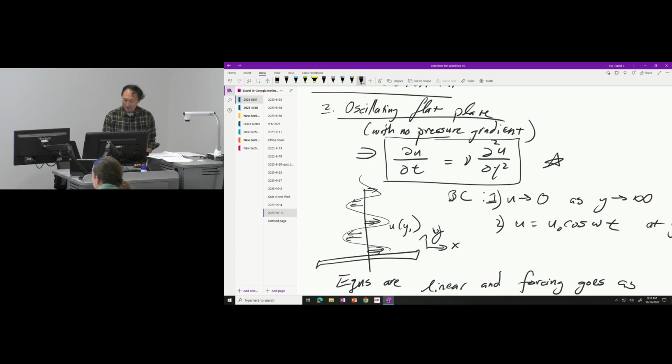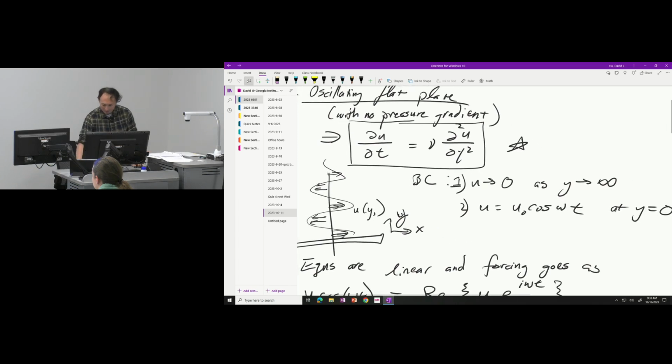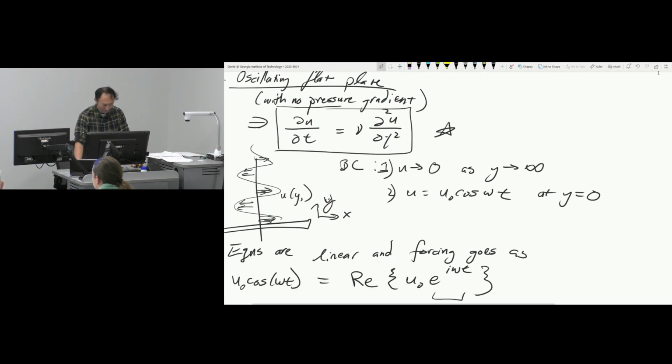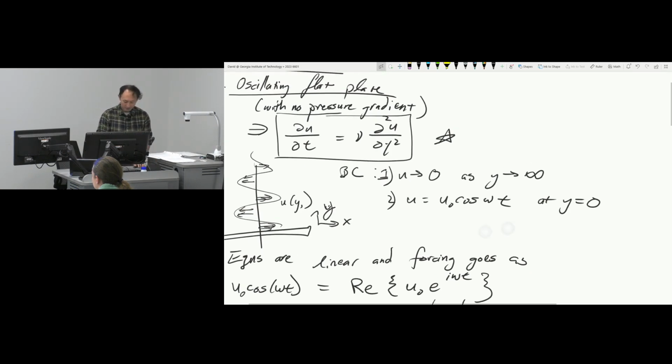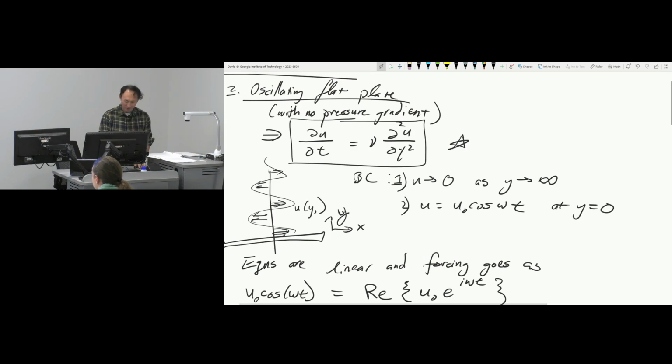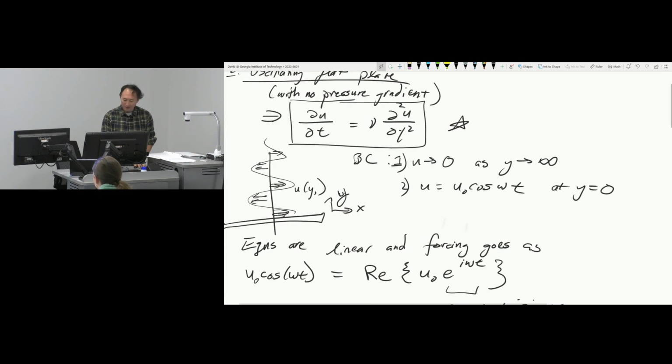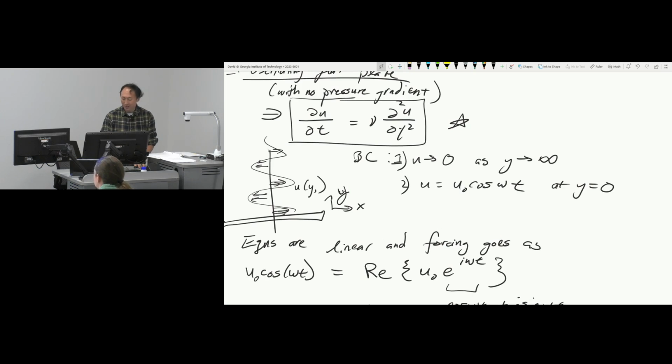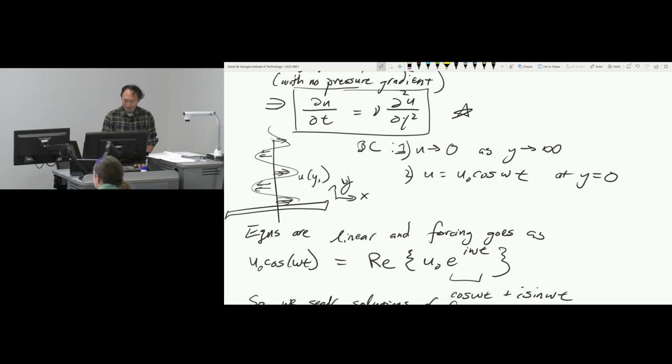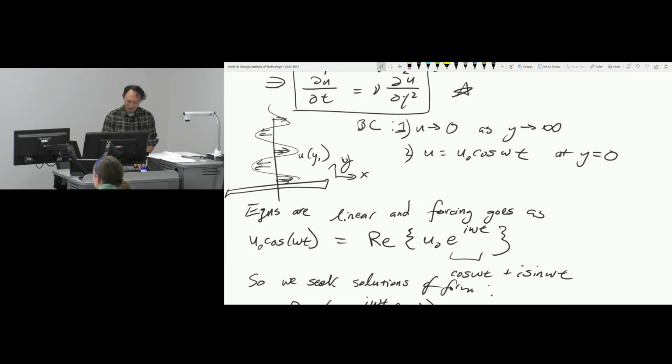And last time we started discussing how to do the oscillating version of this, and we got these two boundary conditions. If I go really far away, I should have 0 velocity. But at the plate, I've got the no slip condition: I have this oscillating velocity field with a magnitude u0, so it's going back and forth with a frequency omega.